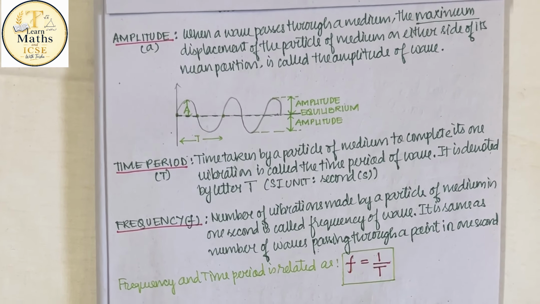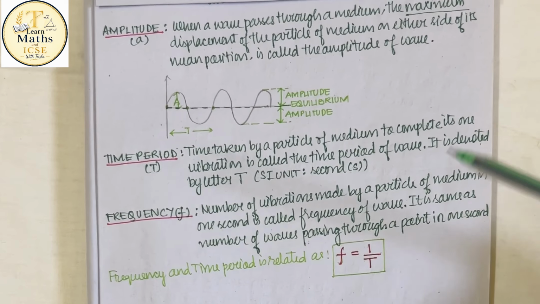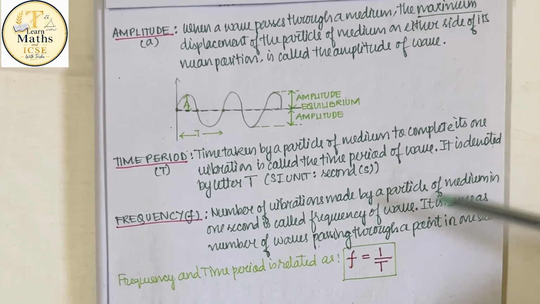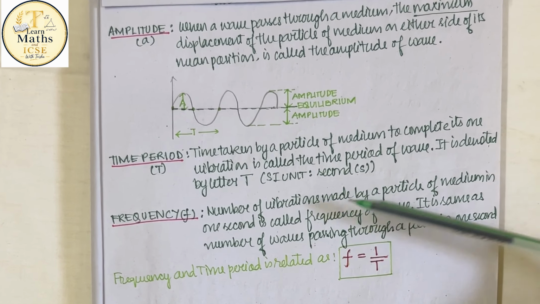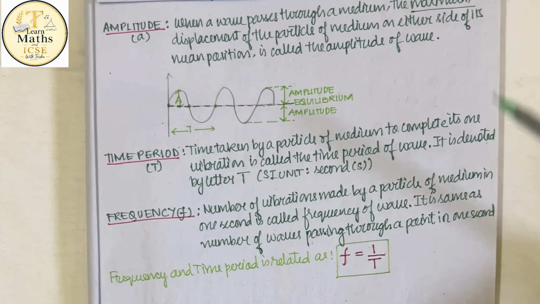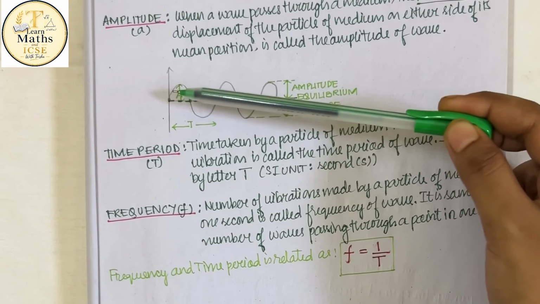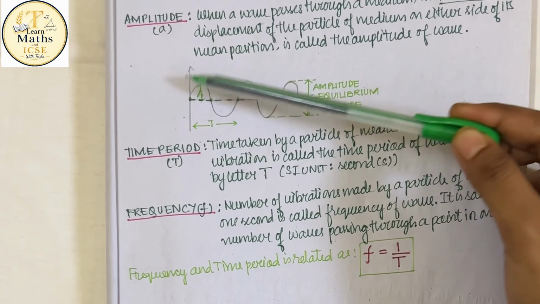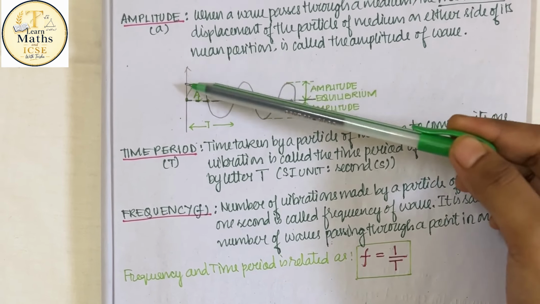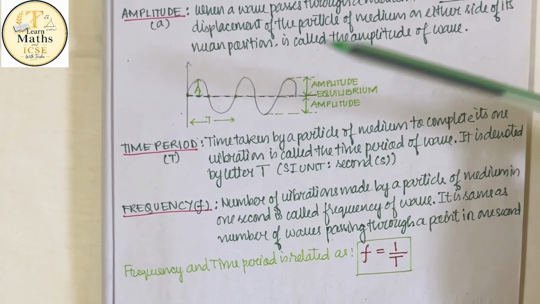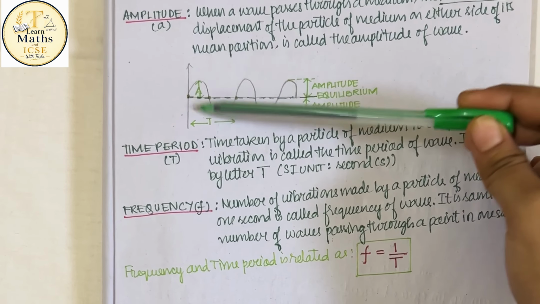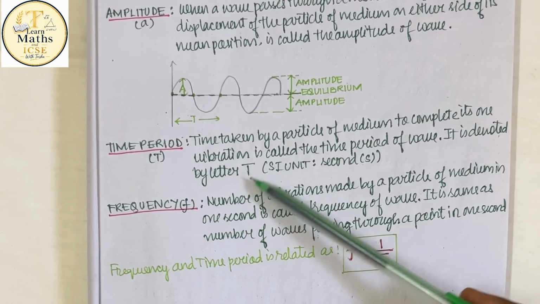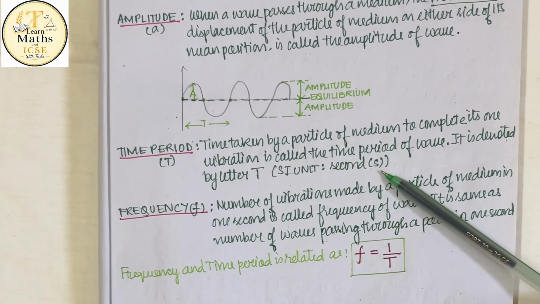Now, time period. What is time period? The time taken by the particle of the medium to complete one vibration is called the time period of the wave. Supposing it is going from here to here, that is the time taken by the particle of the medium to complete one vibration. It is denoted as T and its SI unit is seconds.